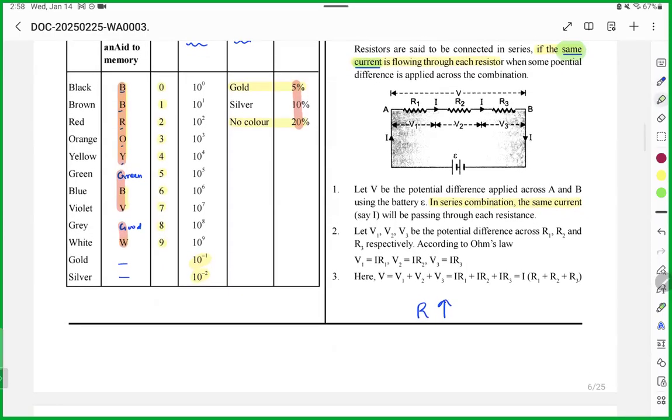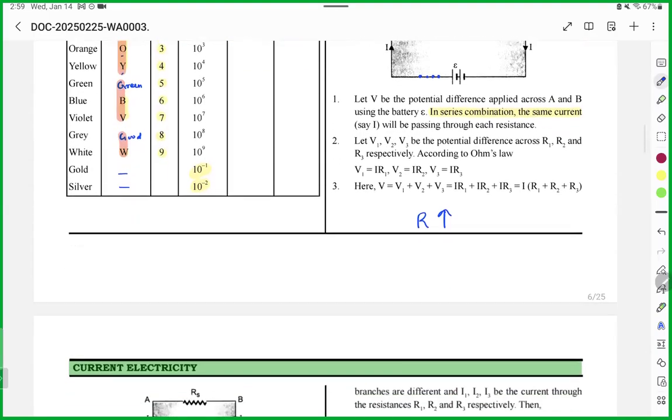So same current will be flowing. Why? Because for example, if this battery is responsible for movement of four charged particles, the same four charged particles will pass through R1, R2 and R3 resistors. Correct? So current will be the same. That's why you have the same current. But if resistance value is different, then potential could be different.